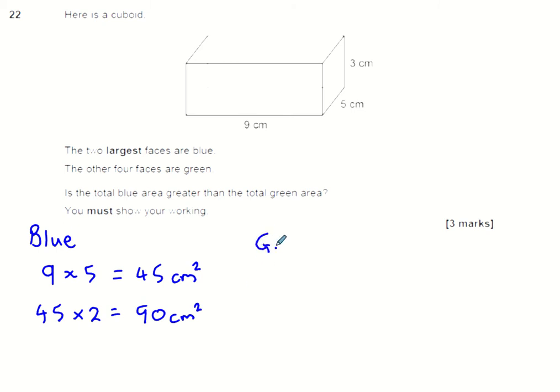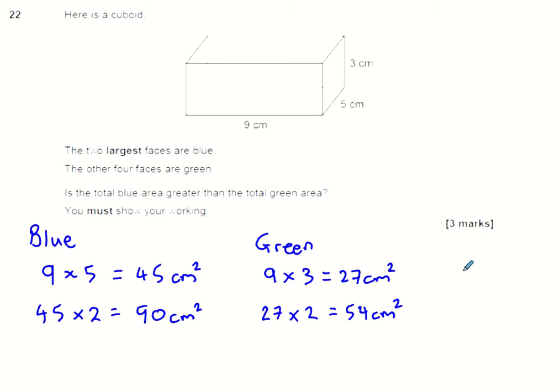Now let's deal with green. Now for green, we have two different pairs of rectangles. We have the front and the back, which has a length of 9 and a height of 3, which gives us 27 centimeters squared. Once again, since we have the front and the back, we have two of them, so that will be 54 centimeters squared.